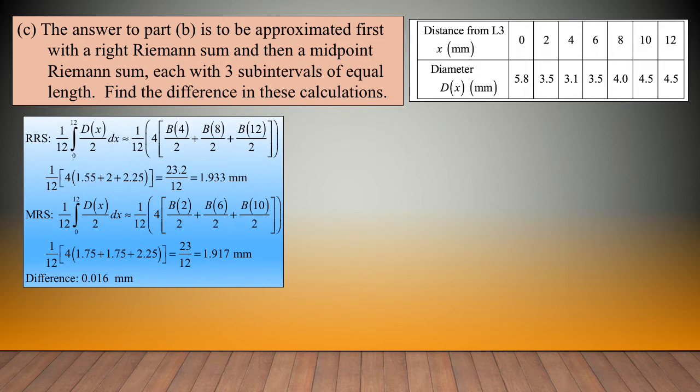For midpoint Riemann sums, we are still approximating 1/12 times the integral from 0 to 12 of d(x)/2 dx, and that will be approximately 1/12. The base of each rectangle is still 4, but now the midpoints will use d(2)/2, d(6)/2, and d(10)/2.